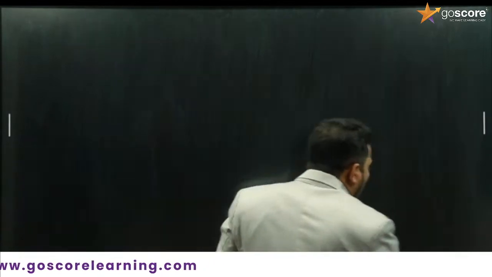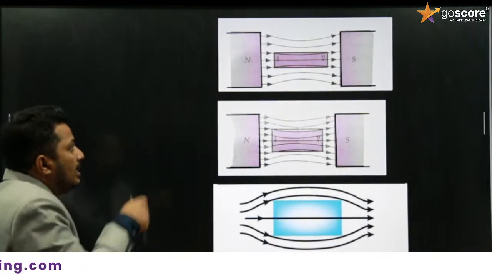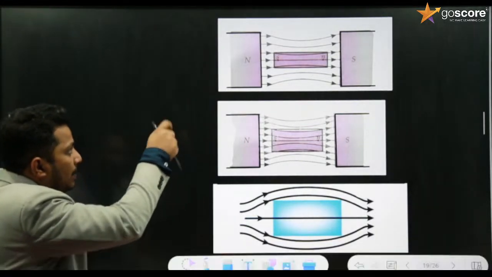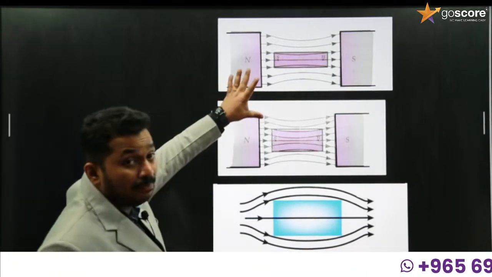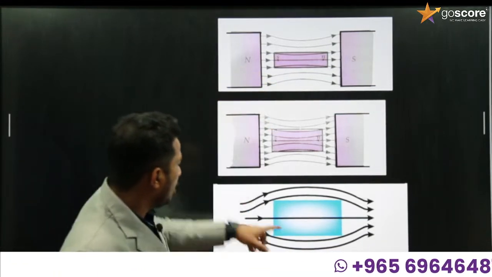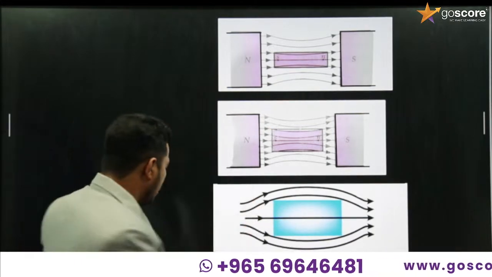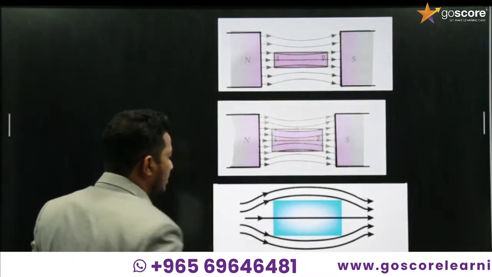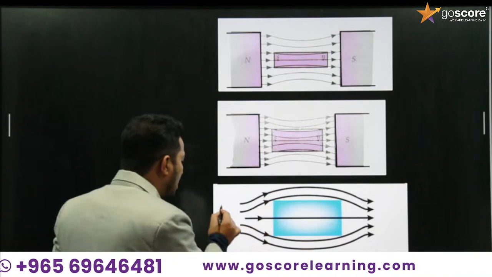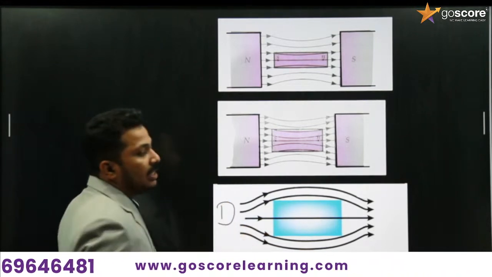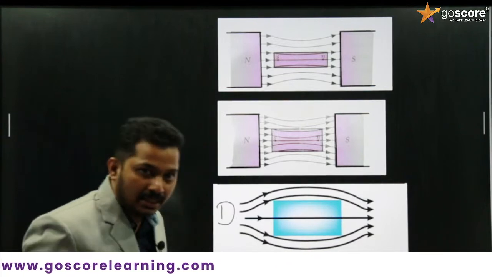So how can we understand which material is represented by this diagram? We can simply look into the behavior of the magnetic field lines, whether the field lines are attracted or repelled. Here it is repelled, right? So obviously it will be a diamagnetic material.